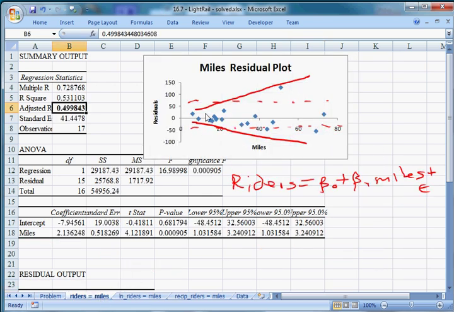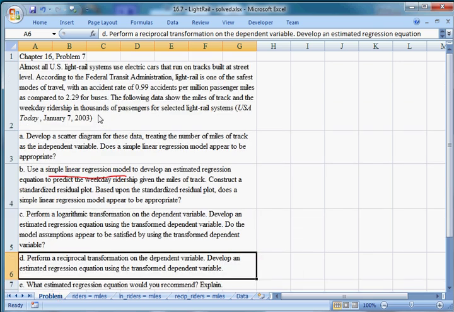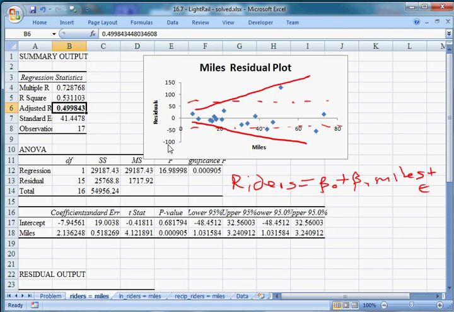When you just have riders equal miles, we have a simple linear regression relating electric light rail systems with the number of riders to the number of miles. And in this model, we have a heteroskedasticity problem, right? The errors start out small, but as the number of miles gets larger, the variation gets larger.